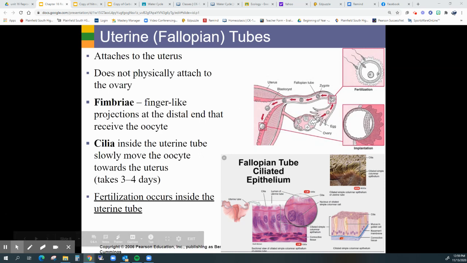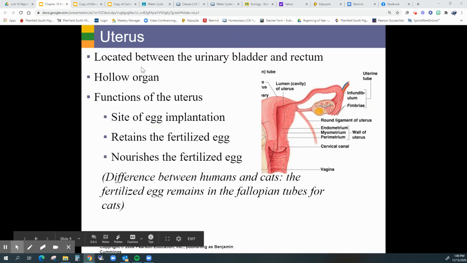Because the egg doesn't make it as far as it should. Okay. The uterus then is the next section we'll talk a little bit about. It's located between the bladder and the rectum. It's kind of sandwiched in between the two there.